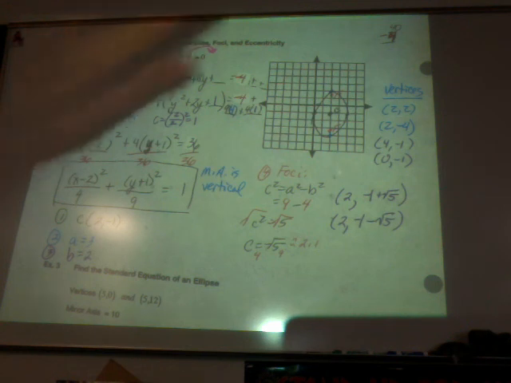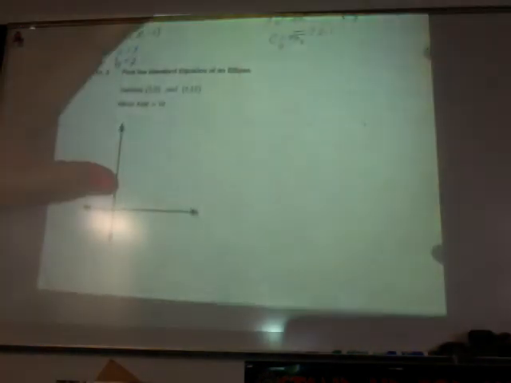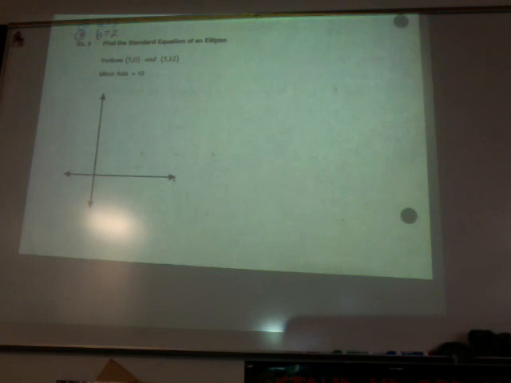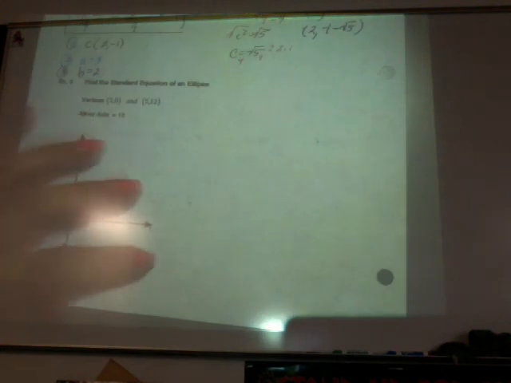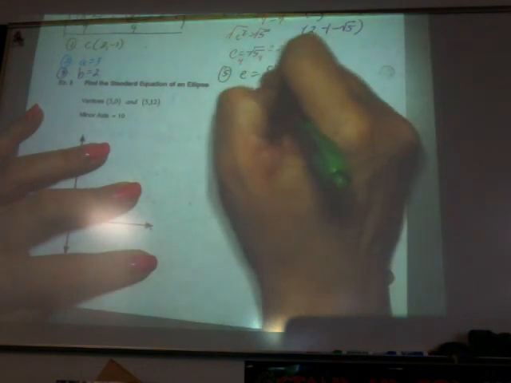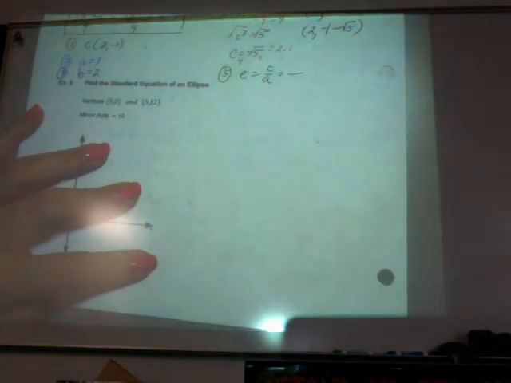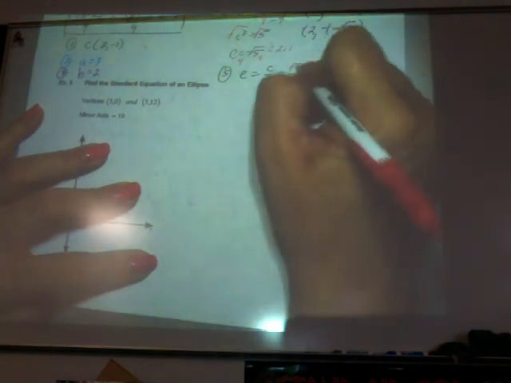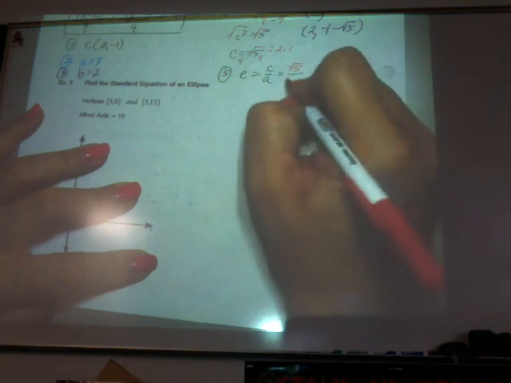One last one. This time you're given the vertices. Now they only gave you 2, so what vertices? Oh, thanks, eccentric. Good heavens. Eccentricity. How could we forget? E is equal to C over A, which equals what over what? Square root of 5 over A is 3.